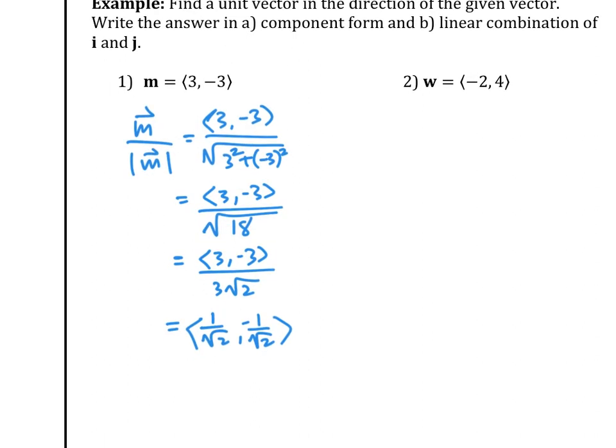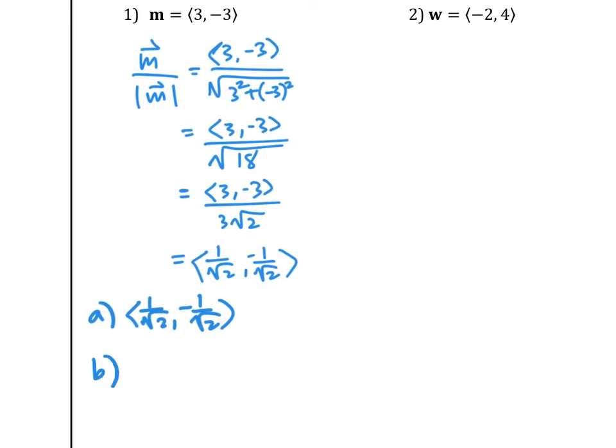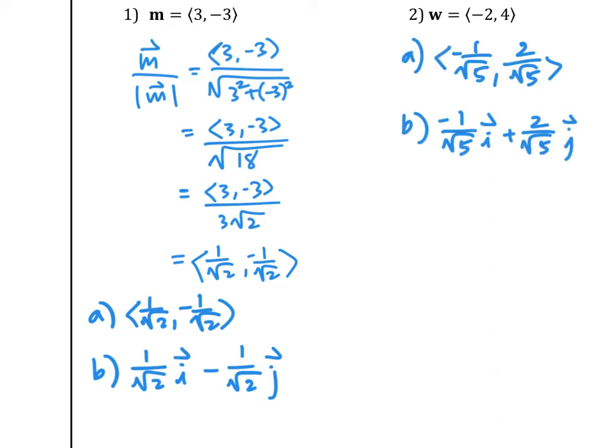Now they want you to first write this in component form. The component form is this form. The second one is linear combination. Linear combination means take the x component and make it go in the i direction, and then plus, or in this case minus, 1 over root 2 in the j direction. All right, let's have you try one. All right, go ahead and check your answers.